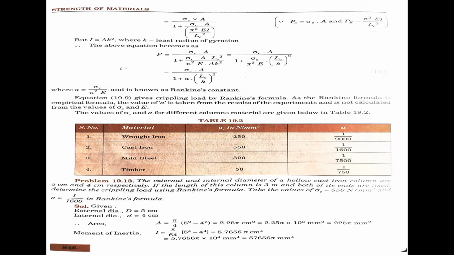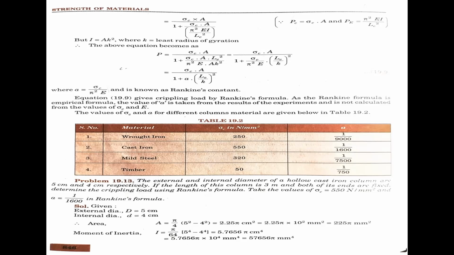Write the data. External diameter 5 centimeters, internal diameter 4 centimeters. Have to calculate the area for a hollow type. A equal to pi by 4 into capital D power 4 minus small d power 4. Finally, the area is 225 pi mm square, and the moment of inertia for a hollow circular section, using the formula, is pi by 64 into capital D to the power of 4 minus small d to the power of 4.